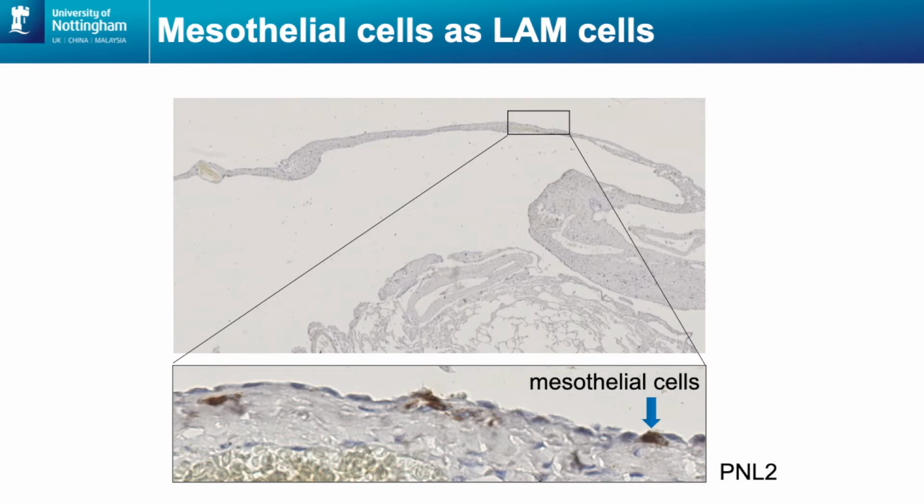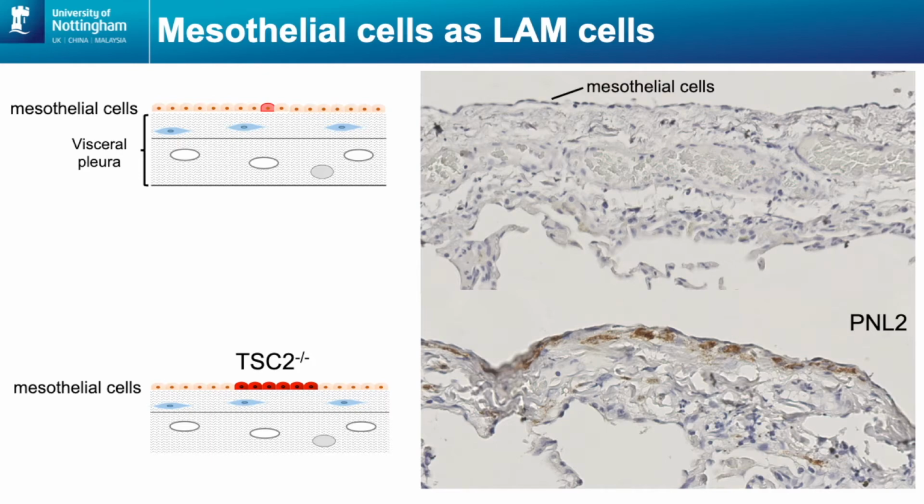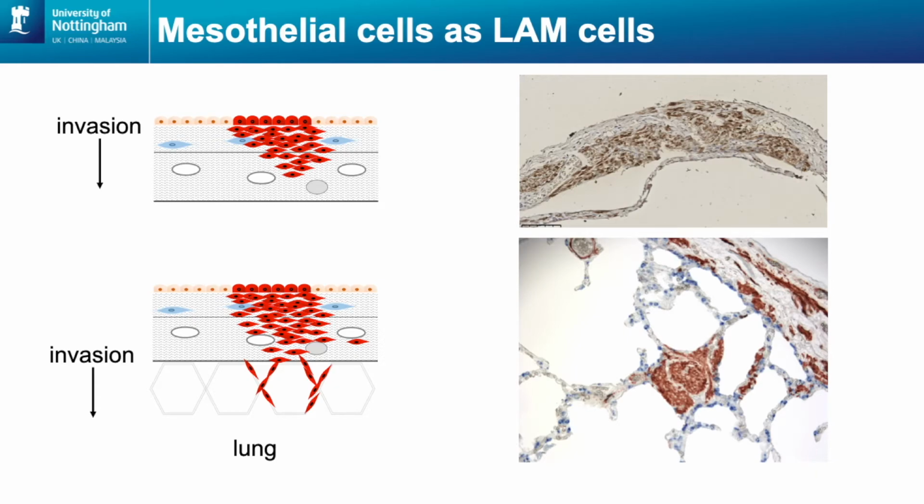So this is our model for how LAM might develop. We think the TSC2 mutations happen on pleural mesothelial cells on the outside of the lung. Because these cells have lost tuberin, this changes their properties, and now they divide much more quickly and they become sort of invasive. We think they can invade all the way through the visceral pleura, and then they can migrate into the lung. And because they have dysregulation of mTOR, because they've lost tuberin, we think they start to destroy the lung because they produce too much protease activity.